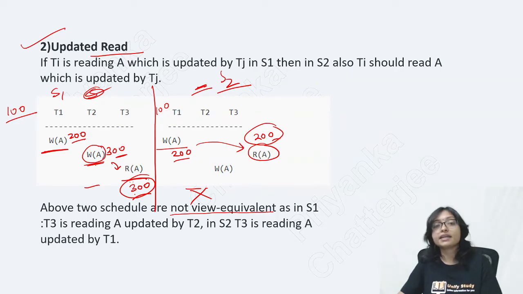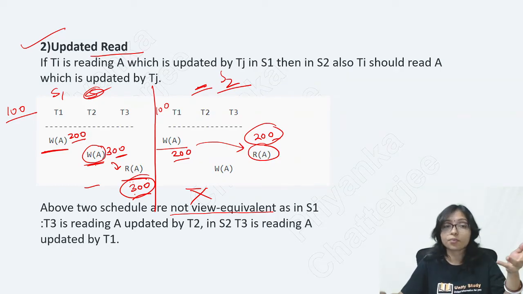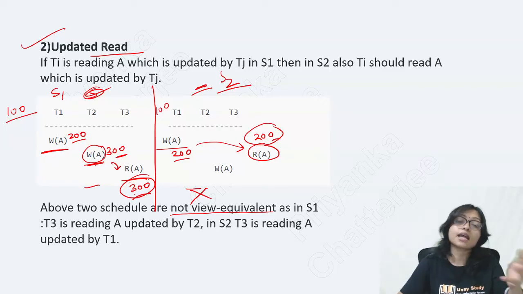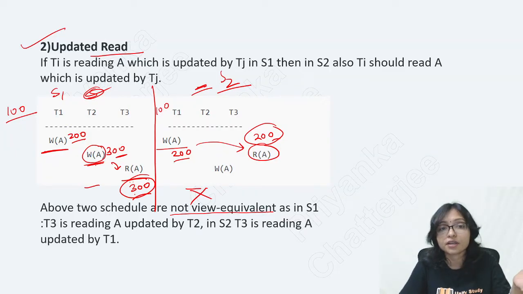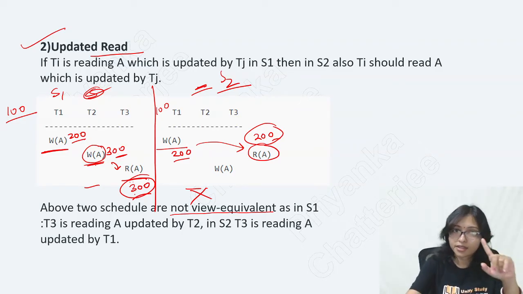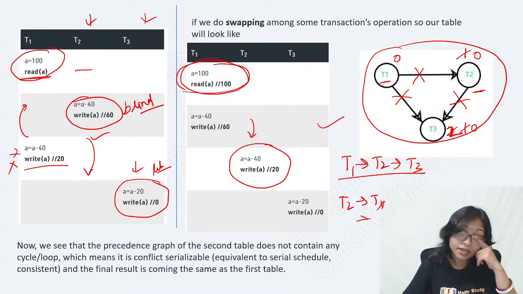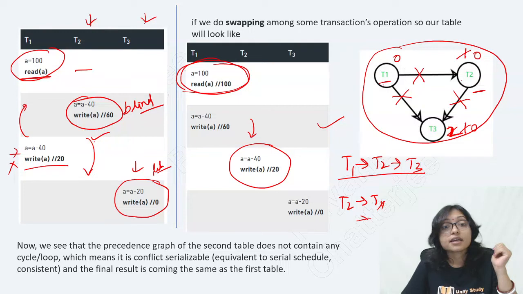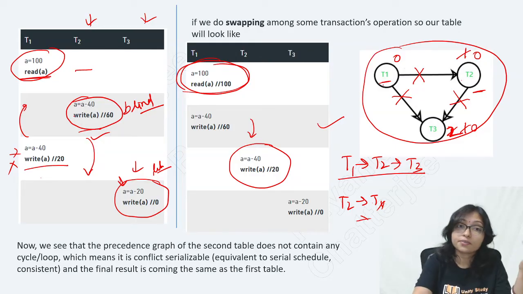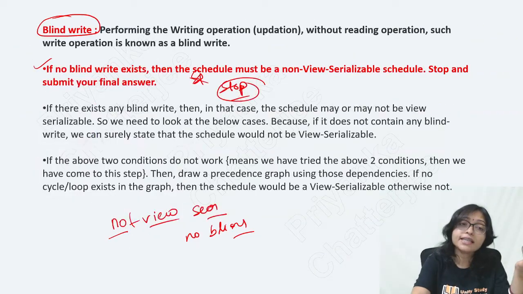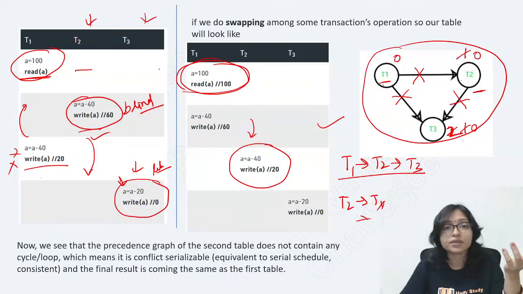I have to maintain the updated read operation also: who is reading the data updated by another transaction. That sequence also I should maintain. I cannot do any swapping. That is the second thing. That's why here, if you come here, you can see all the write operations going on. Actually, no read operation is going on here, so there was no problem. Only the initial read operation is going on, which we maintain here.